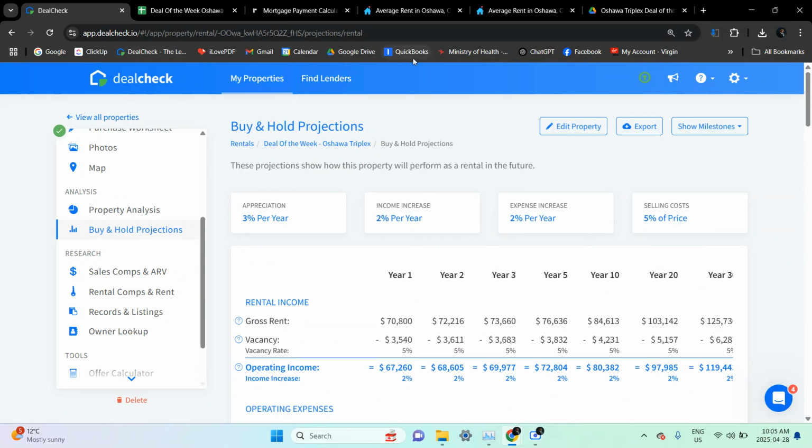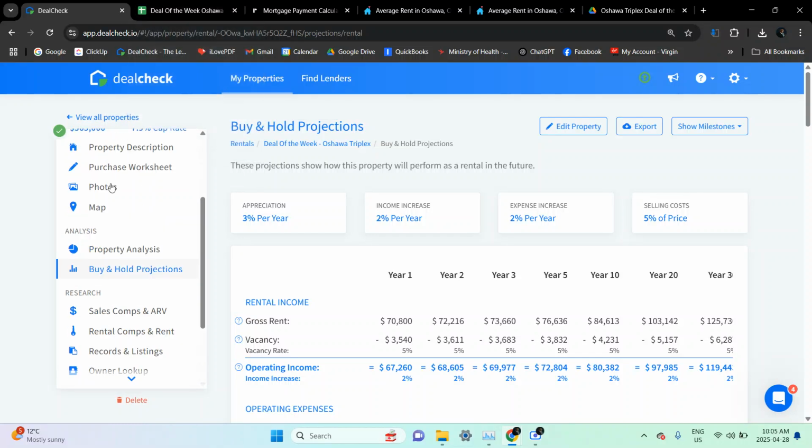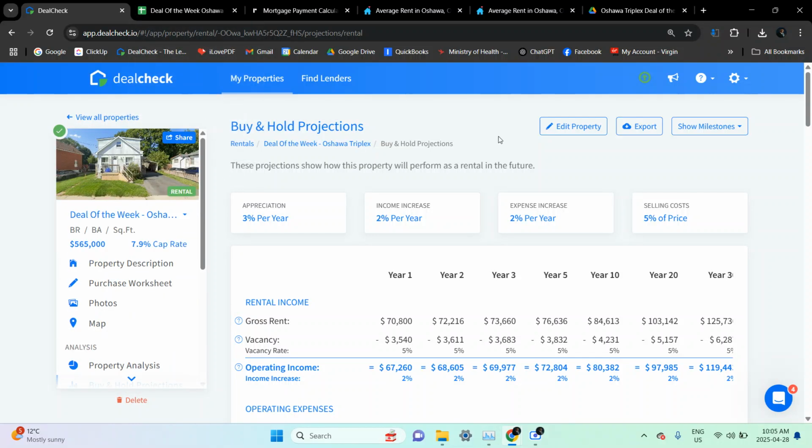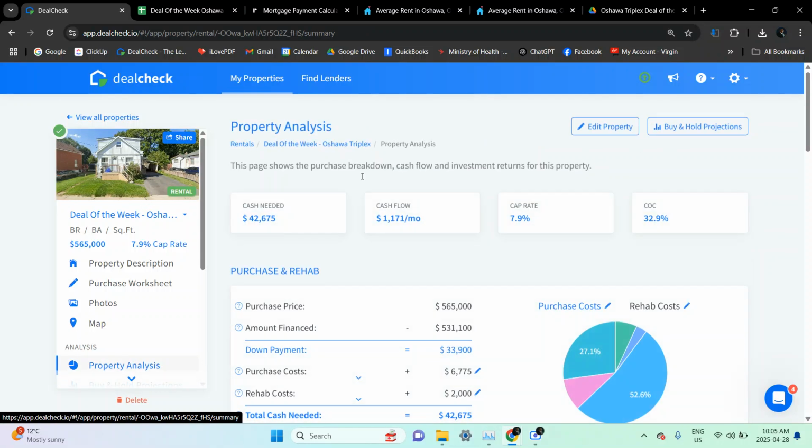Now, don't get me wrong. This isn't like a luxury property. This might not be your forever home, but a property like this, you're able to get into this, have a really nice cash flow, build some equity. You're not paying rent somewhere else. Because again, that's another thing you can do.